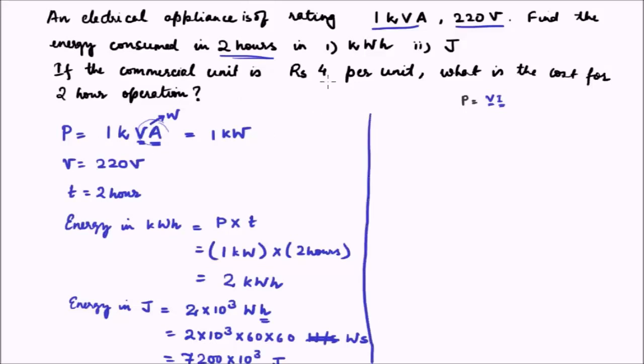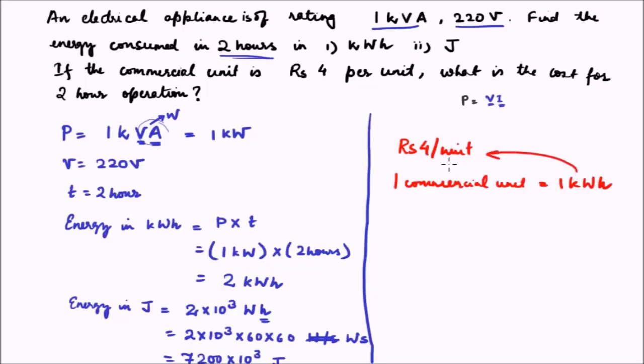Now the third part of the question says that if the commercial unit is rupees 4 per unit. What is the commercial unit? As we have discussed, one commercial unit is equal to 1 kilowatt hour. Therefore, 1 kilowatt hour corresponds to rupees 4. But how much kilowatt hour is being used in 2 hours? 2 kilowatt hour is being used.